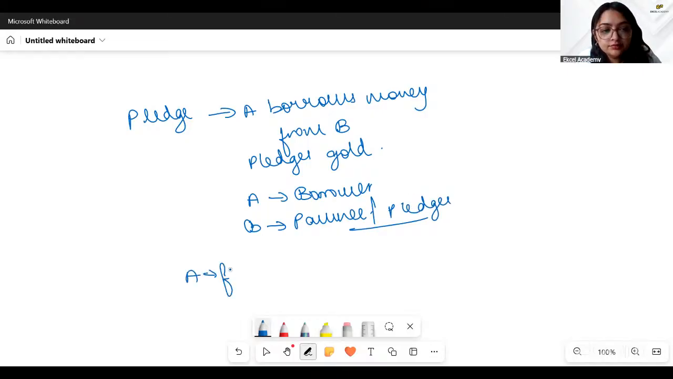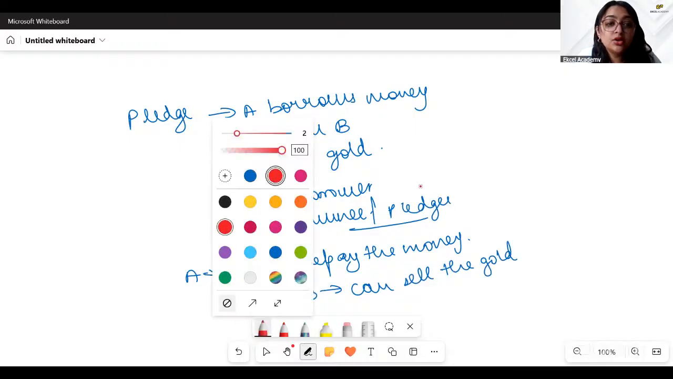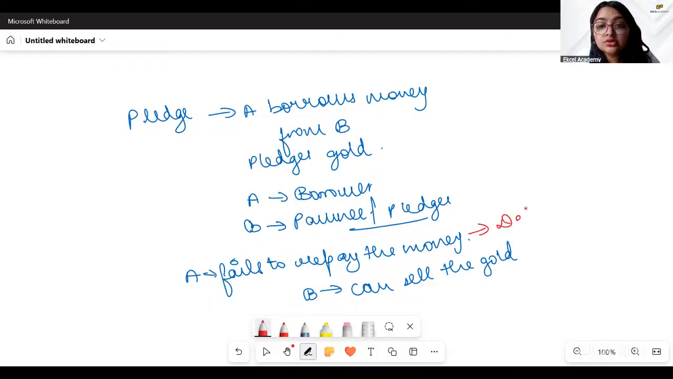A fails to repay the money. In that case, B can go ahead and sell the gold, and it is only in the case of default that this will be allowed. What is the default? The person who has borrowed the money has not yet returned it.